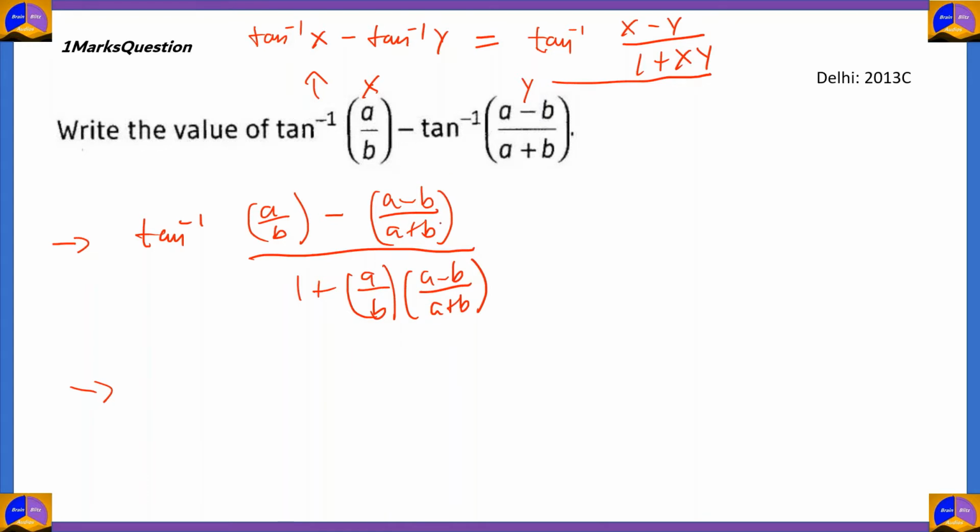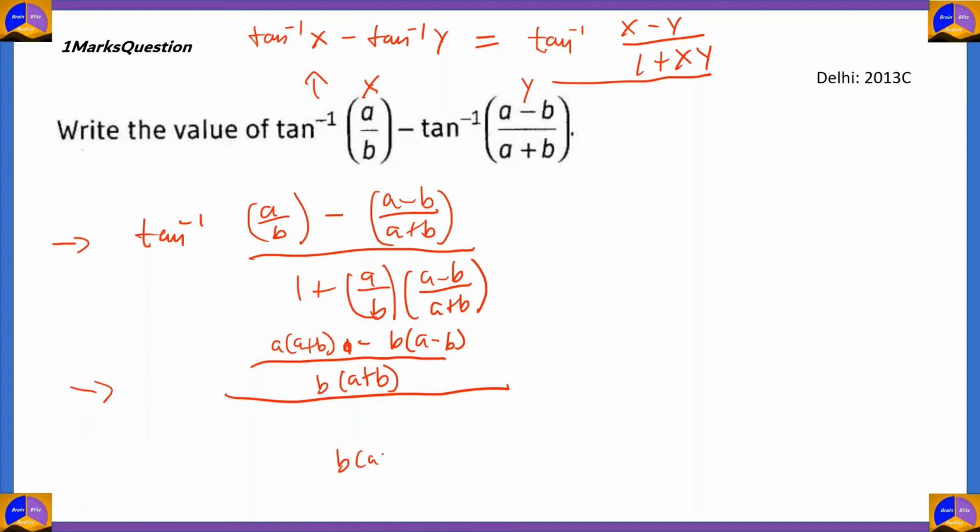So over here, in order to get the LCM, we multiply the two denominators together. So we get b into a plus b. Therefore, the numerator will be a into a plus b minus b into a minus b. The denominator will be, again, b into a plus b. And since here is a 1, the numerator and the denominator will be the same, so b into a plus b plus a into a minus b. So we've converted it using LCM.